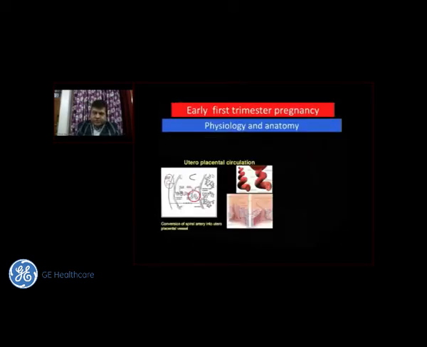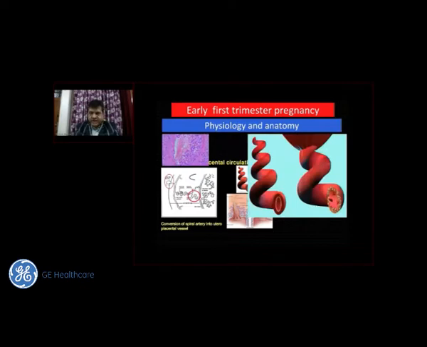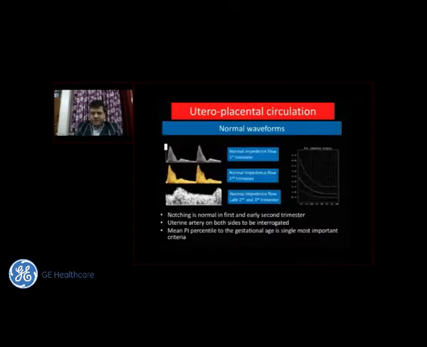So this is the formation of uteroplacental circulation, which means that the spiral arteries are forming into uteroplacental vessels, which means that there's a lot of uncoiling, there's a lot of dilatation of these vessels happening. And what happens is that more blood is able to flow through these spiral arteries and form the uteroplacental circulation. Now, these are the samples.